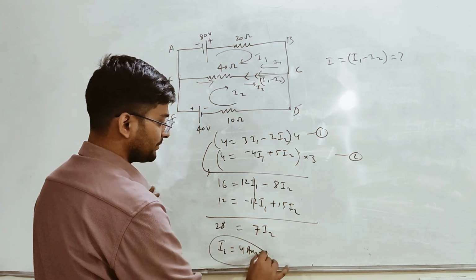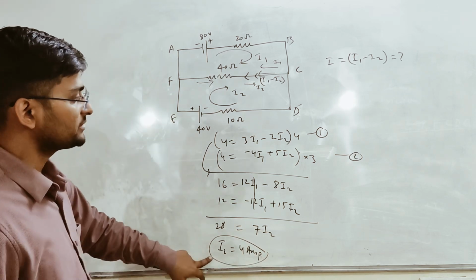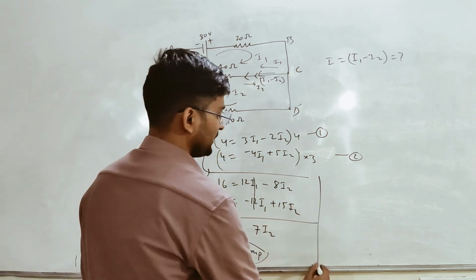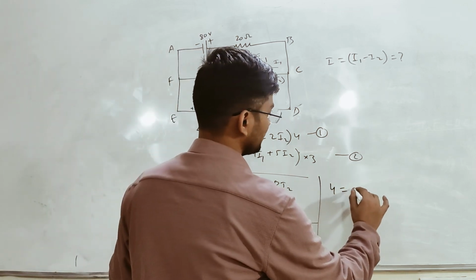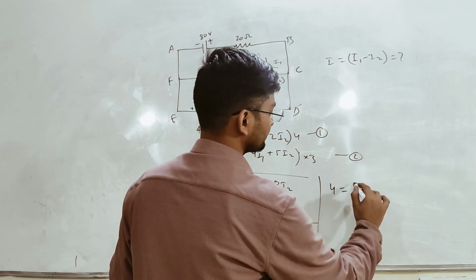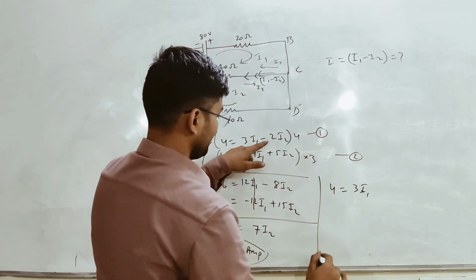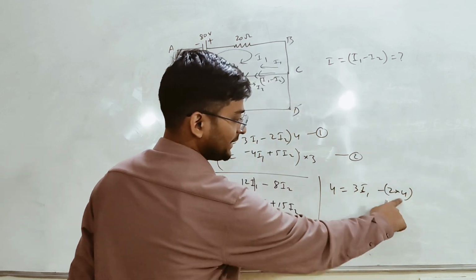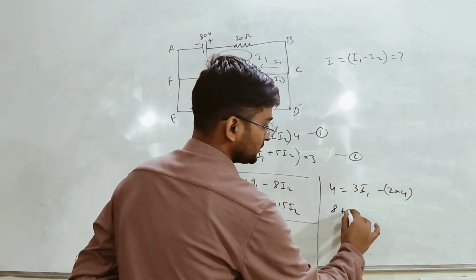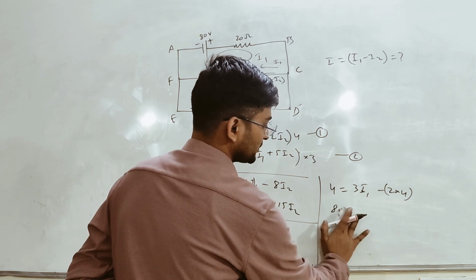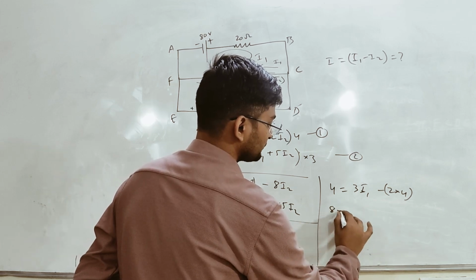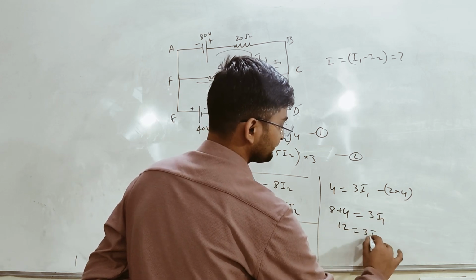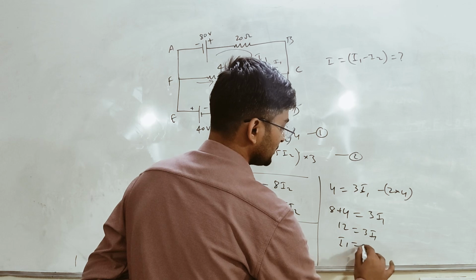Now we have I2 as 4 ampere. When we put this value in either equation, we get the value of I1. Putting it in the first equation, 4 is equal to 3I1 minus 2 into 4, which is 8. When this 8 is added, 8 plus 4 is equal to 3I1. Then 12 is equal to 3I1, which means I1 is equal to 4 ampere.